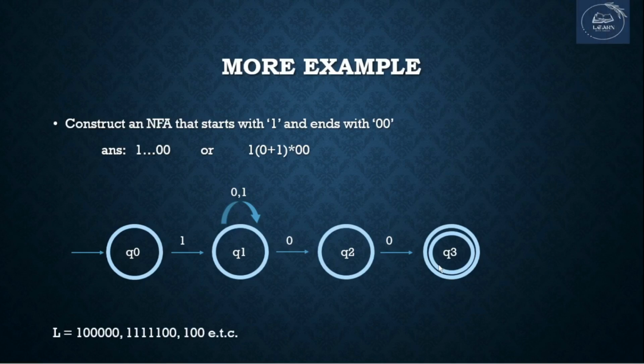So we have the string, let's see, 1, 0, 0, 0, 0, 0. Again it starts with a 1 and ends with a 0, 0. You can try drawing the transition tree to see how many states you get at the lower level, and see if you can find a Q3 among those states.